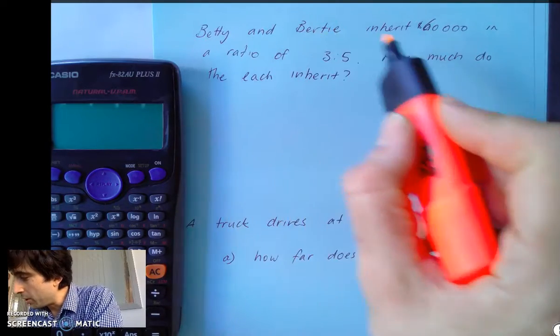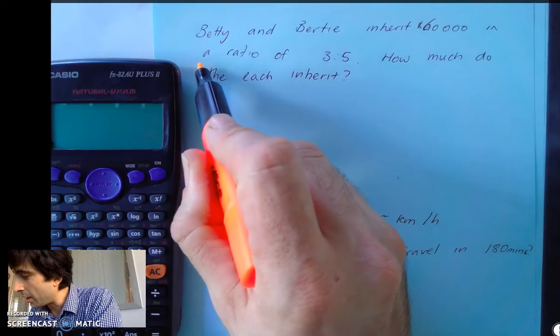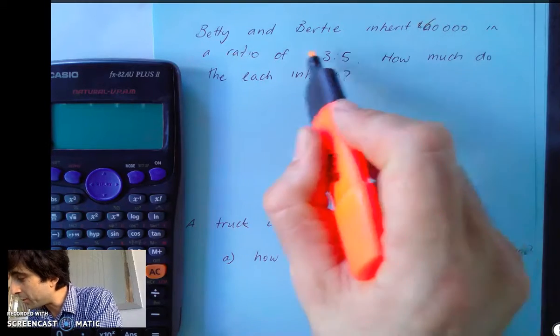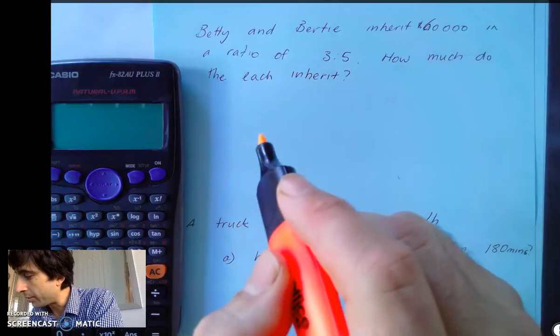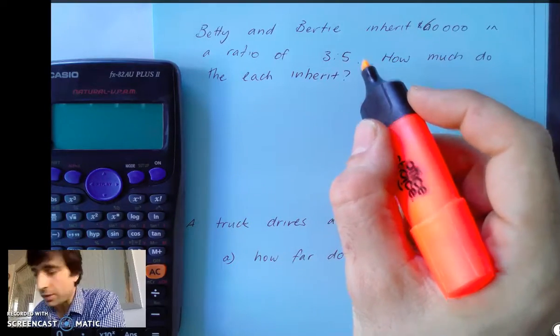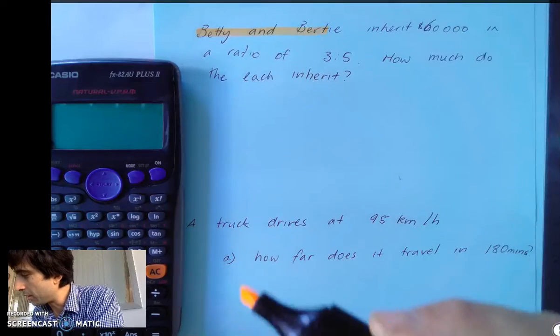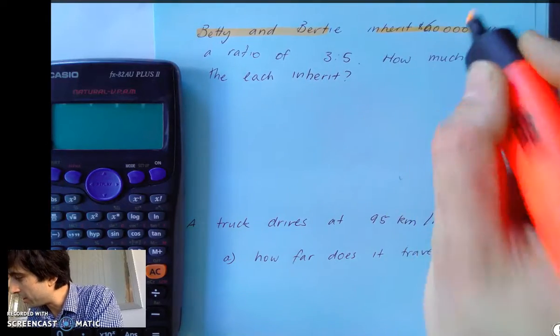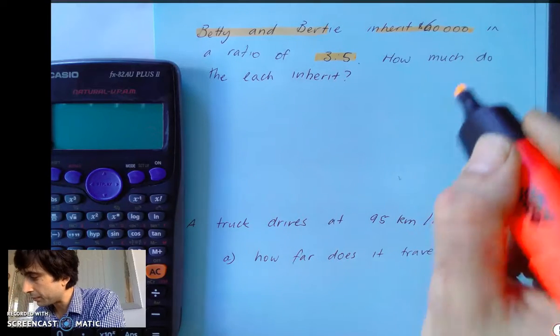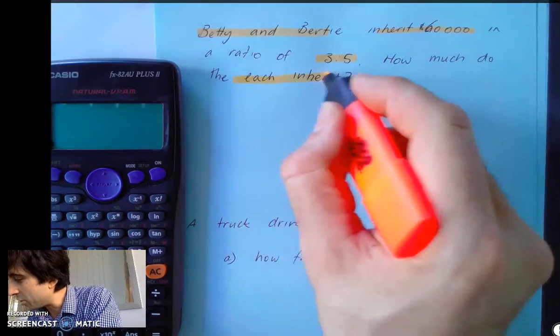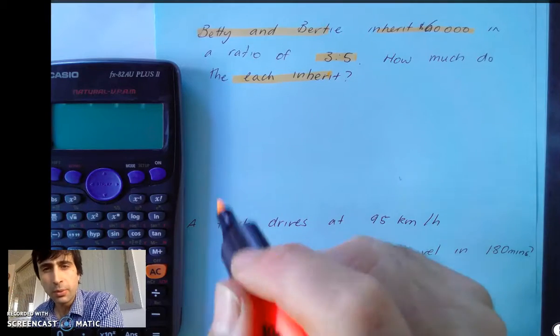Betty and Bertie inherit $60,000 at a ratio of 3:5. How much do they each inherit? So what's the important information here? You've got Betty and Bertie. They inherit $60,000 at a ratio of 3:5. And then how much do they each inherit? That's the important information for me.